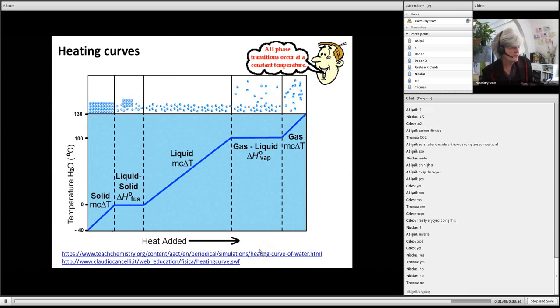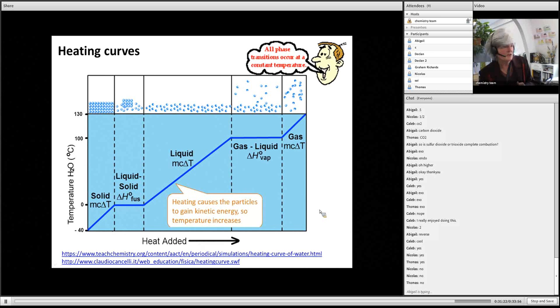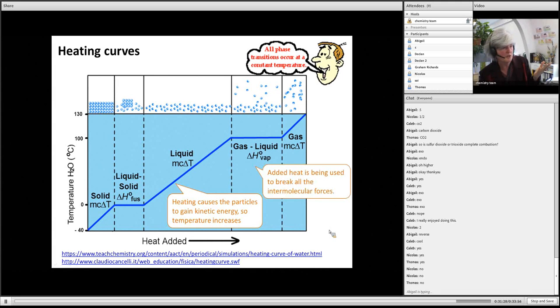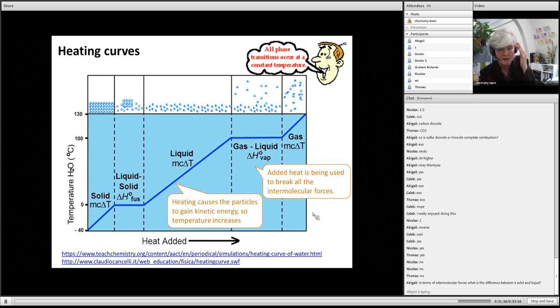So there is an example of this, and I'll put it again. You can have a look. This bottom one doesn't work, but this top one should. So here is an example. Okay, so you have to mention kinetic energy and therefore the temperature increasing. They are always looking for that, and you've got to say that the temperature is not increasing because the added heat is going to break the intermolecular forces here.